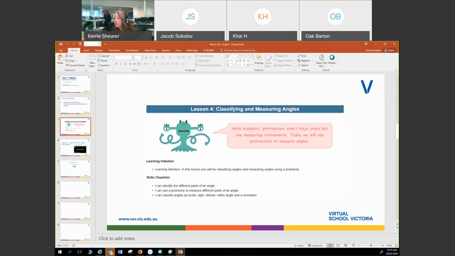Coming back to my screen over here, we want to identify the different parts of an angle. We really just want to know what the angle is. We can use a protractor and classify angles. I know that on Wednesday, Jacob talked about acute angles, right angles, and obtuse angles, but there are other angles as well that some students brought up, and we might get to that as well. Are you able to see this up on your screen at home?